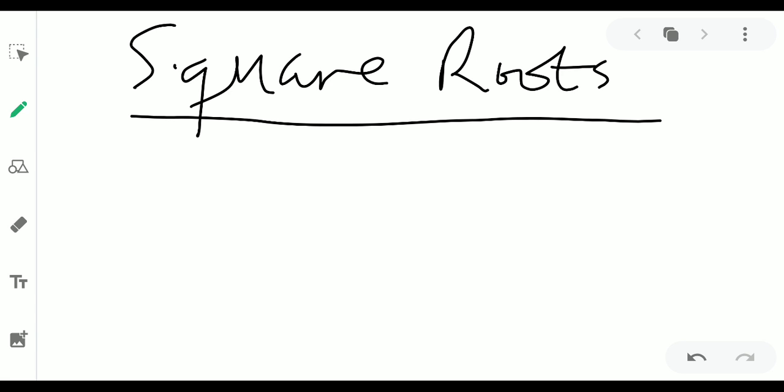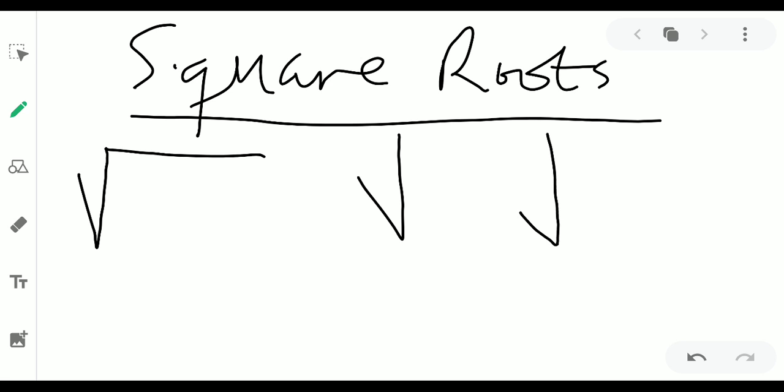Now, square roots. To talk about square roots, we need to know the symbol for square roots. And this is the symbol. This is how it is written, or like this. Any of them is correct. Like this again, or like this. They are all correct. Alright. So, we are going to begin our lesson.